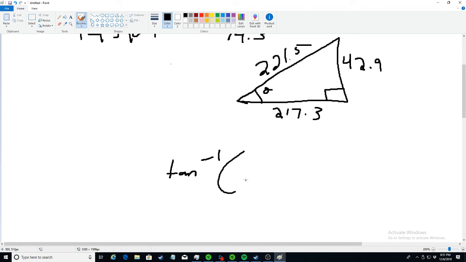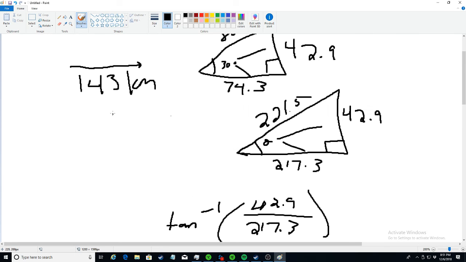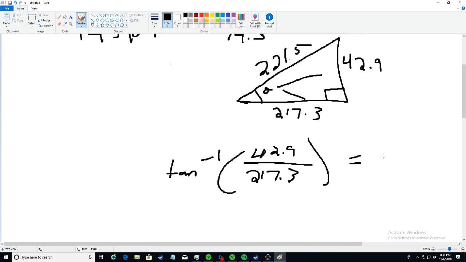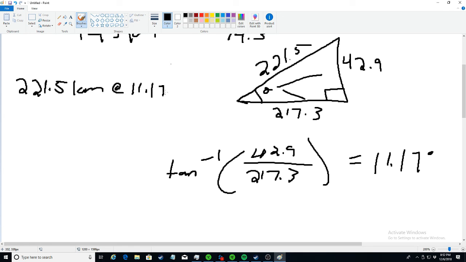And again, to solve for our final angle here, inverse tangent, opposite over adjacent, and this was going to give us about 11.17. Drawing the picture for this, again, it's going to look like that, so we know we're good for the northeast direction. So our final answer, 221.5 kilometers at 11.7 degrees north of east.